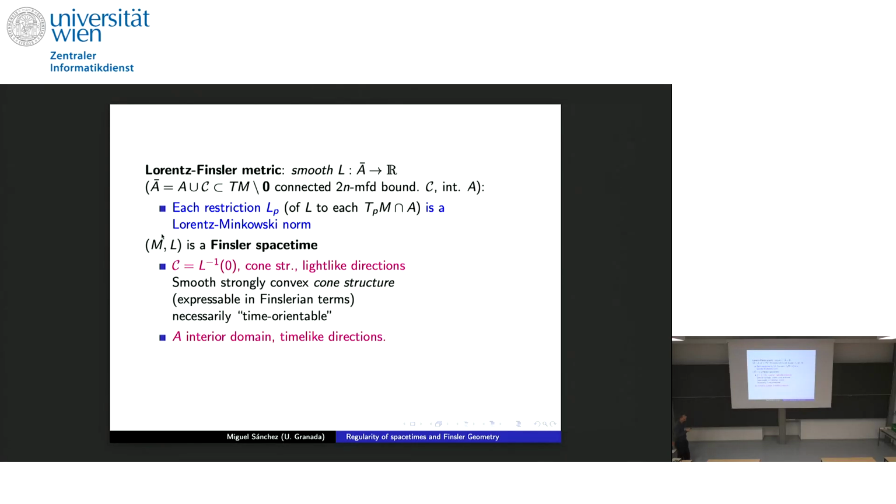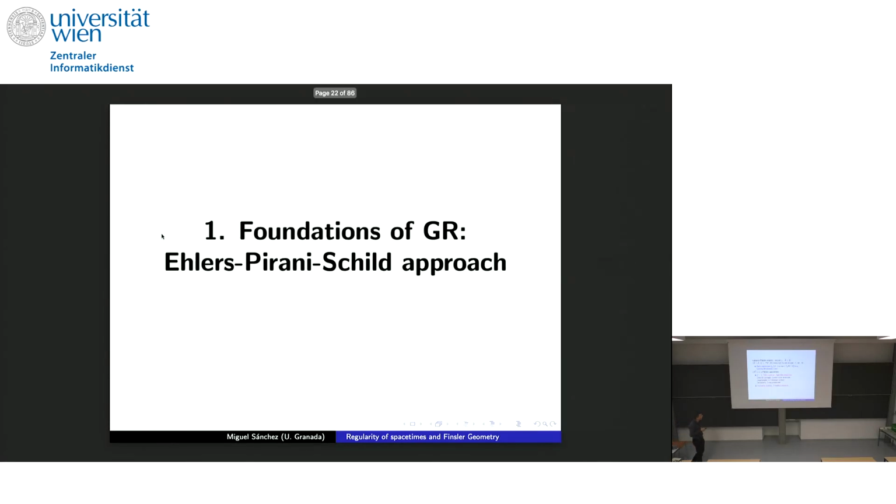Then a Lorentz-Finsler metric is just to put a Lorentz-Minkowski norm at each point, so that we will have a Finsler spacetime with a cone structure, which provides the light-like directions, and an interior domain with the time-like directions. Okay? Well, this is just the basics, the notation we are going to use. Let us start with the first point.